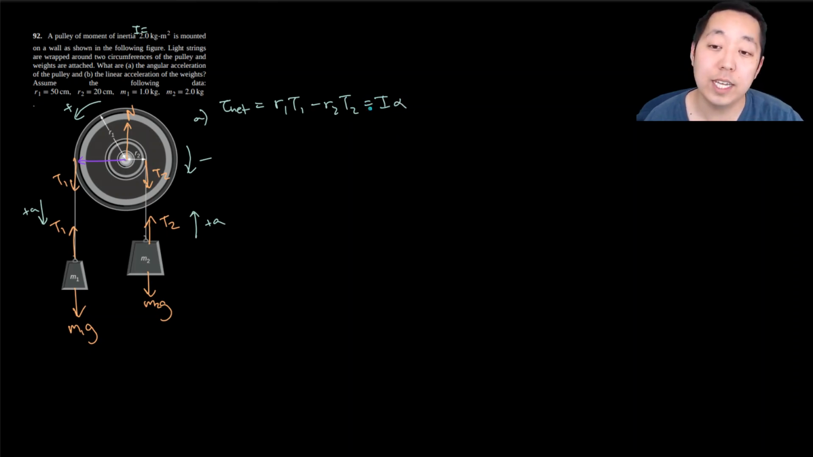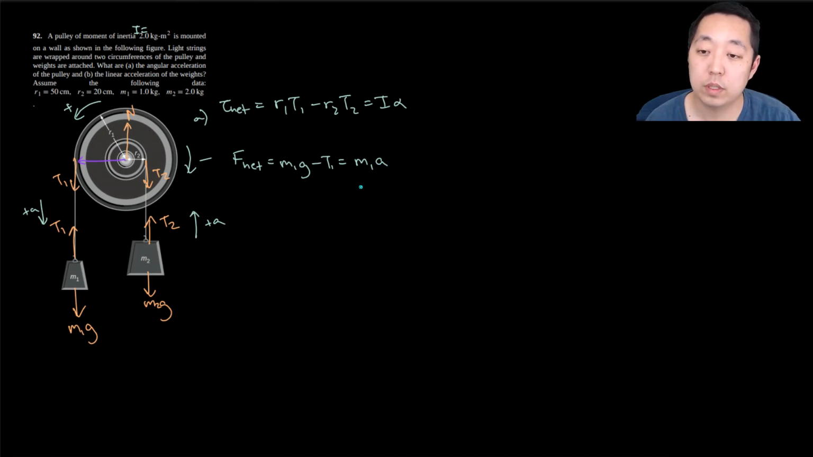Okay, so if I know the tensions, I can calculate alpha, because I know I. Right? I know R1, R2, I need to know the tension. So then I'm going to look at the free body diagrams for these guys. This one, the net force is downward for M1. So I'm going to say it's M1G minus T1 has to equal mass times acceleration, which is M1 times A.